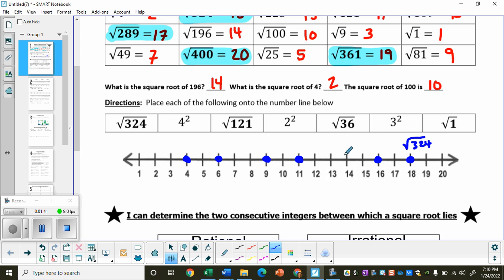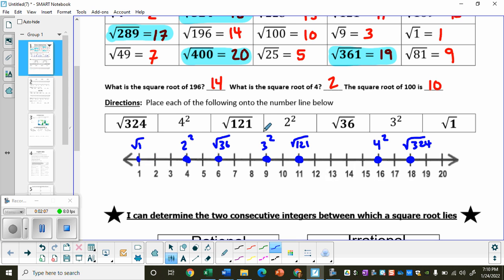We have 4 squared is 16, so that's going to go right here. Square root of 121 is 11, so y'all should have that right here. 2 squared is 4, so that should be here, and square root of 36 is 6, so we have that one here. 3 squared was 9, so y'all should have put that one there. And then last but not least, the square root of 1 is 1, and that would go right there.